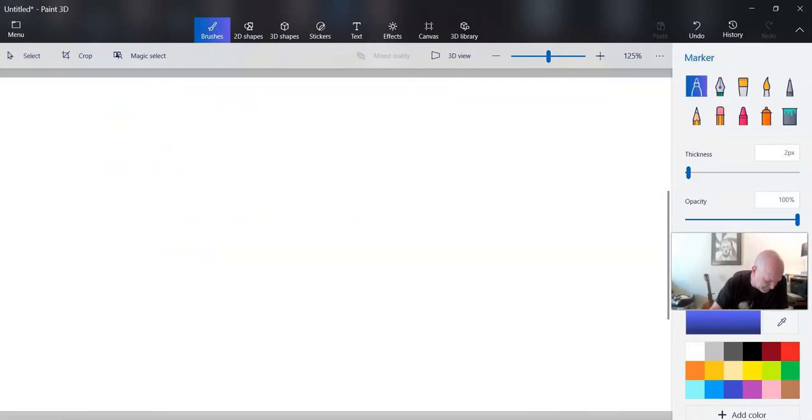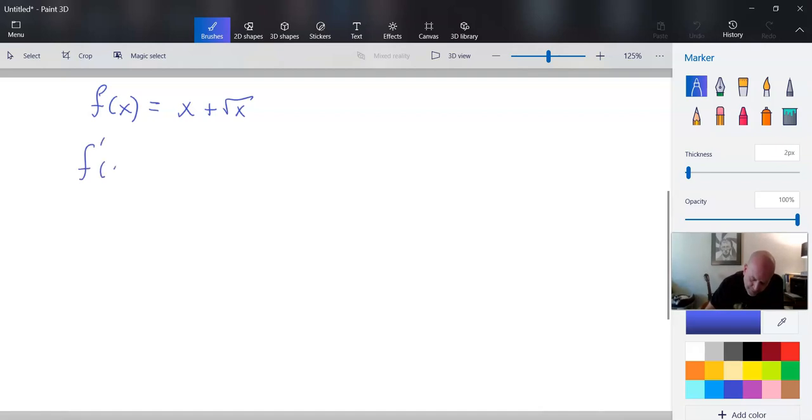So let's say I have f of x is equal to x plus the square root of x. Okay, so we're looking at that now. Again, we have 2 terms, and I want to find f prime. So I can do the first term fairly quickly. The derivative of x is just going to be 1, because anytime you have what's called a linear term, meaning the exponent on x is a 1, the derivative of a linear term is just its coefficient.